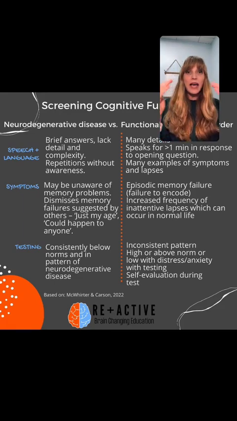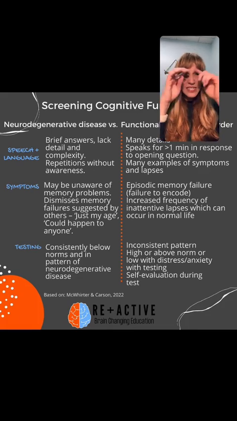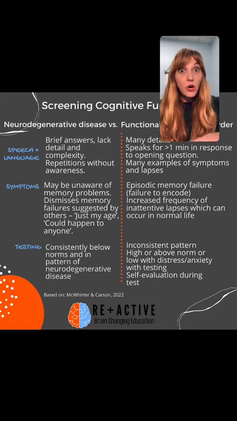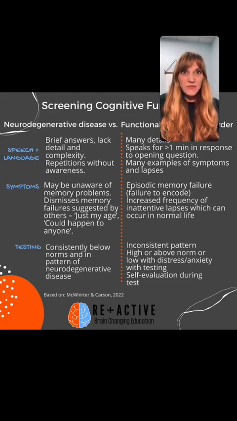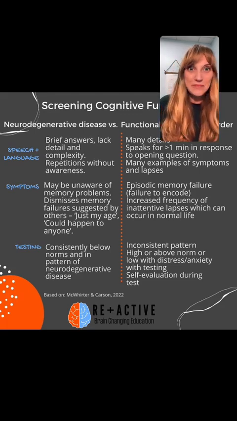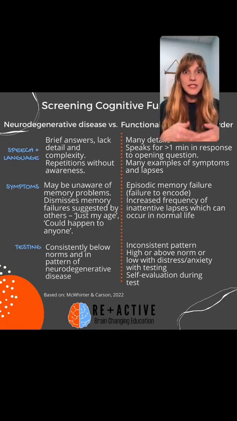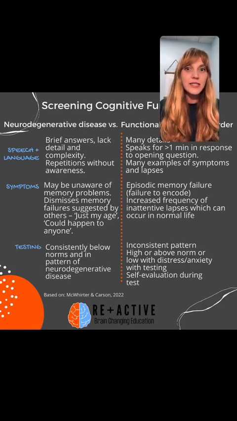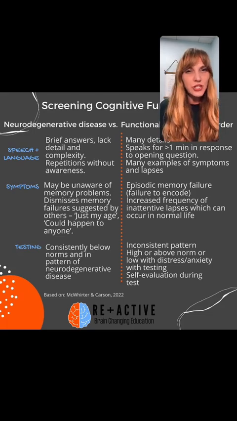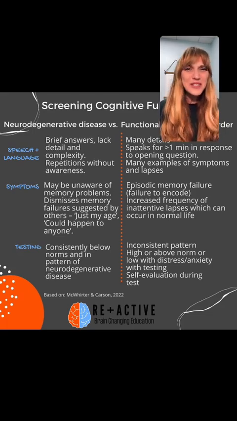They may actually be high or above the norm in some of the testing, or they could be below the norm, particularly if the testing is distressing, which it absolutely can be for anybody. There also is a pattern of self-evaluation during the testing that you don't see in neurodegenerative disease. I found this so interesting.